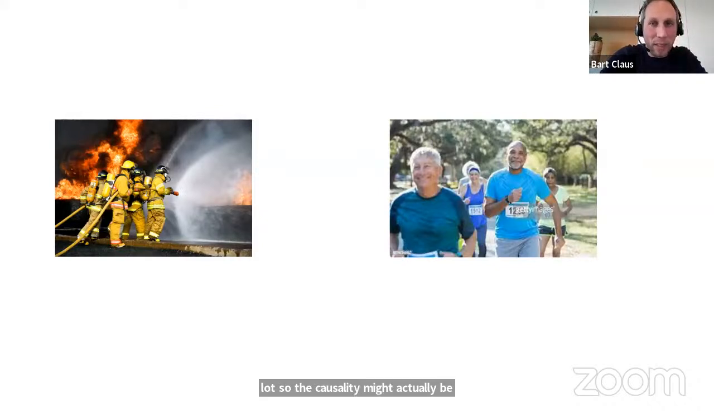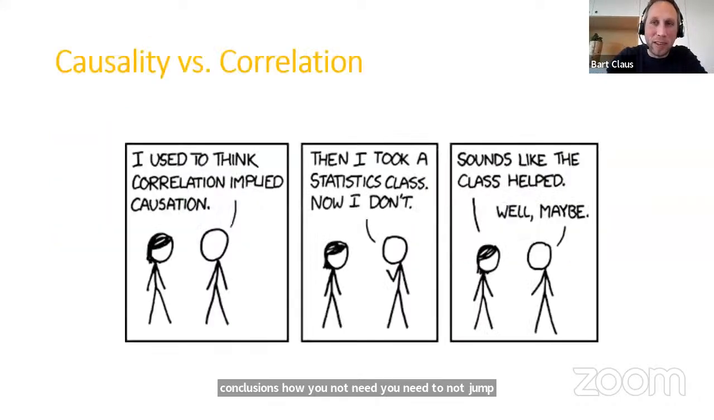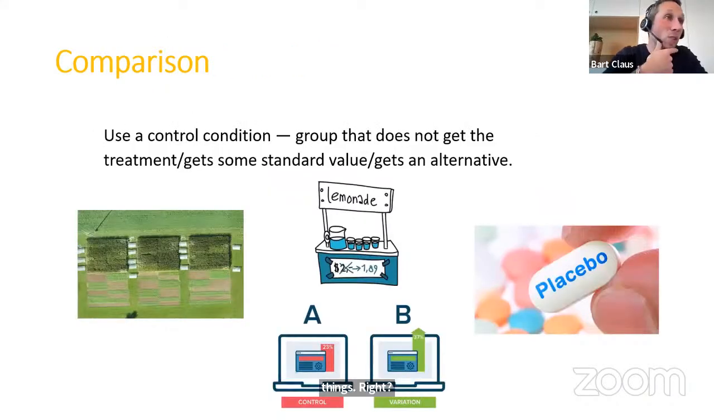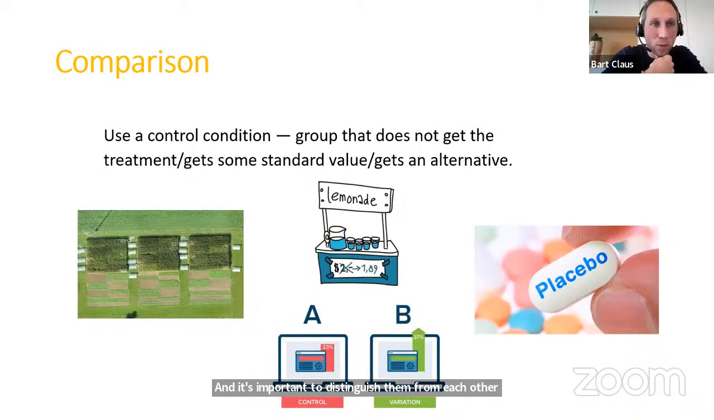And this is already a more subtle example, right? Now, I do believe that exercise is good. It's just to illustrate how you need to be careful with conclusions, how you need to not jump to conclusions. So causality and correlation are two different things, and it's important to distinguish them from each other. Comparison is also important. It's important to compare your treatment with a control group.